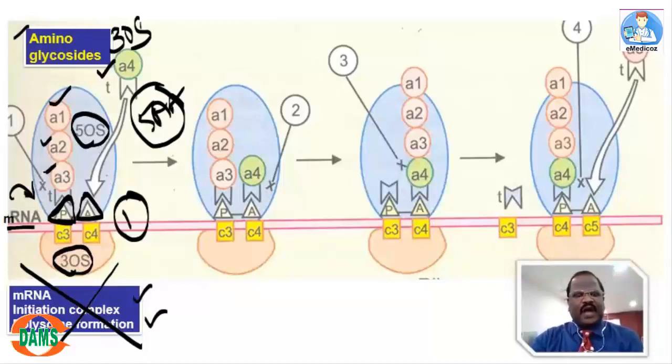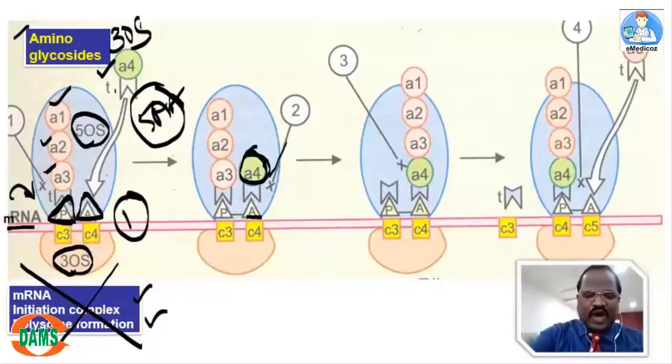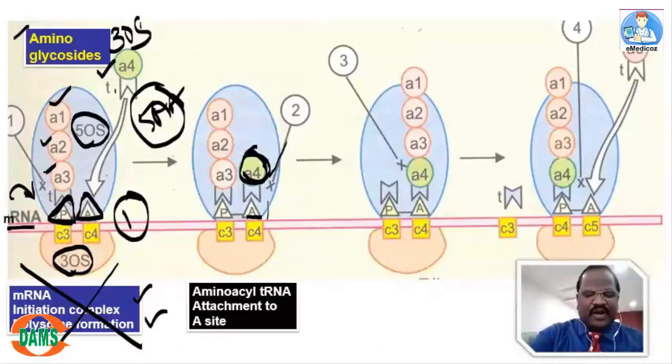Coming to the second point, imagine this bacteria wants to prepare a 5 amino acid protein. It already has 3, 2 more needed. How are they going to get the 2 more? Look here. With the help of tRNA, one new amino acid called A4 will come to the bacteria. Whenever a newer amino acid comes to bacteria, it will be attached only at the acceptor site. So the second step is attachment of the new amino acid at the A site with the help of tRNA.